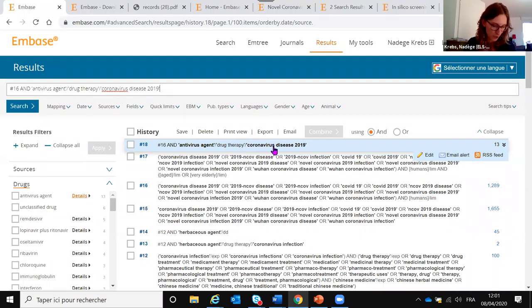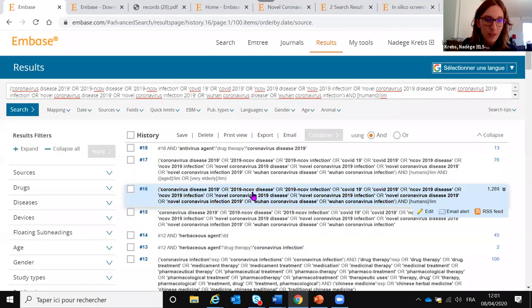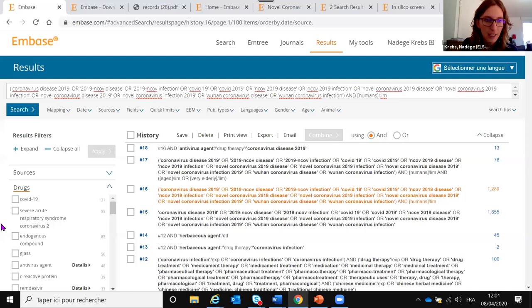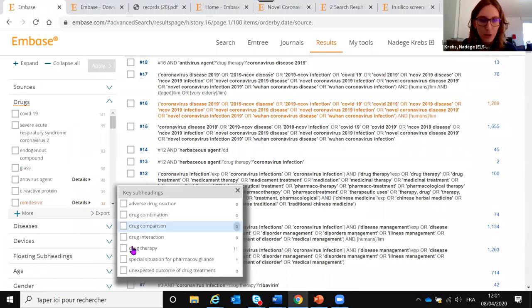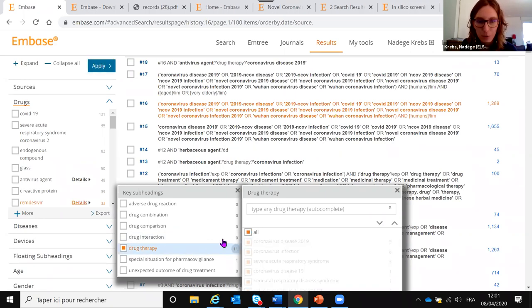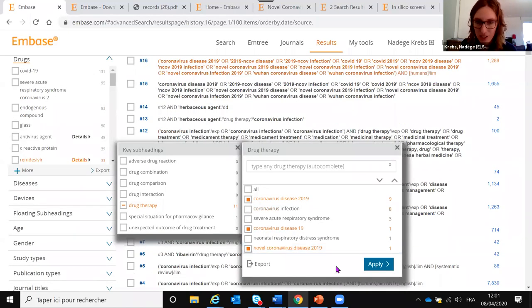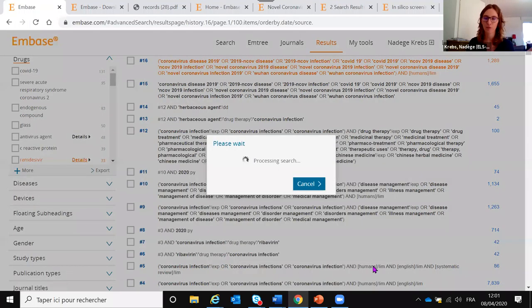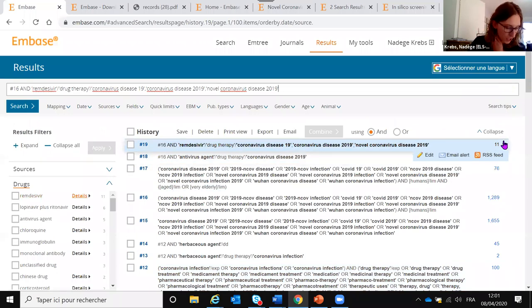drug therapy to coronavirus. But I also see in my original batch here that in the drugs, I have remdesivir. So if I look at remdesivir and I click on details, I could see, okay, it's a drug therapy to coronavirus 2019, also coronavirus disease 2019, or novel coronavirus disease 2019. And if I apply it, I also get only the relevant results for that.